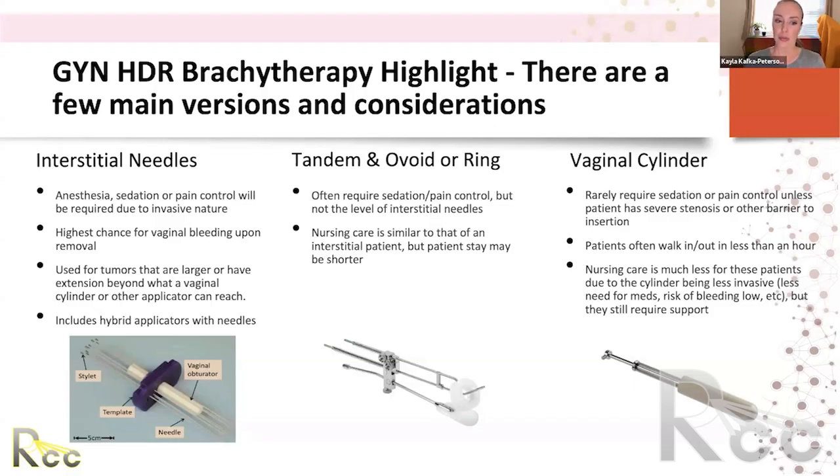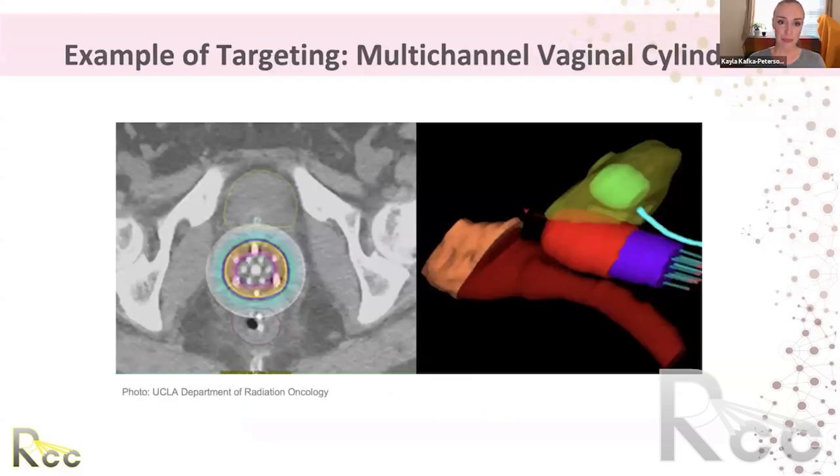And the nursing care is a little bit less intensive because their risk of bleeding is less, although not zero. And their need for pain meds is much less, but they still need support, especially emotional support. So vaginal cylinder, you can see again, same concept as what we showed for the prostate implant. You can see the dosing, it goes directly where they want to have it.